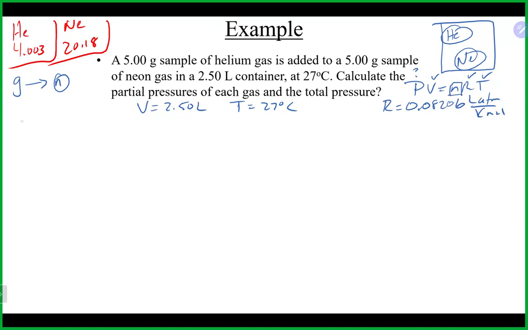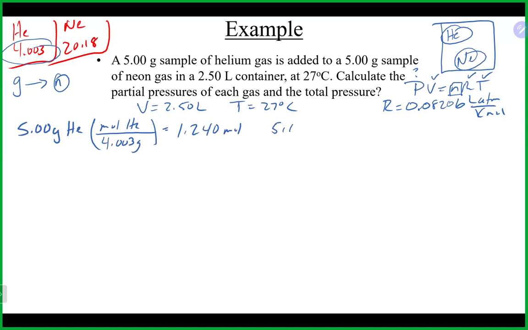So we'll do our 5 grams of helium. We'll use the molar mass from the periodic table to convert it into moles. That's 4.003 grams per mole of helium. And that's going to get us 5 divided by 4.003, about 1.24 moles. We'll do the same thing for neon.